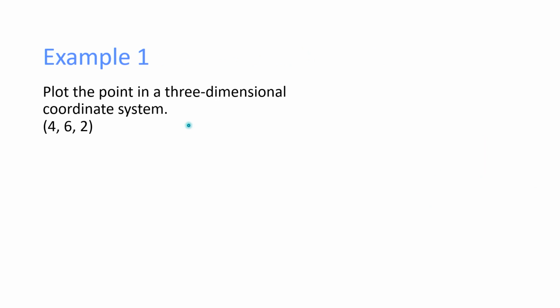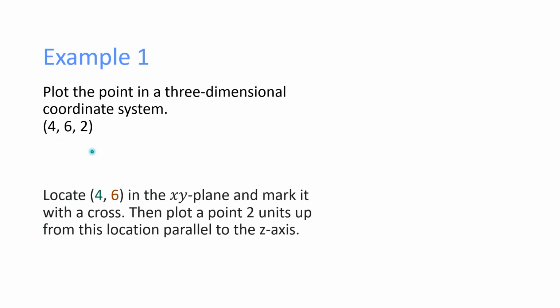Example 1. Plot the point in a three-dimensional coordinate system. We have 4, 6, 2. We will locate 4, 6 in the xy-plane and mark it with a cross. Then plot a point 2 units up from this location parallel to the z-axis. Let's use a diagram to demonstrate this.